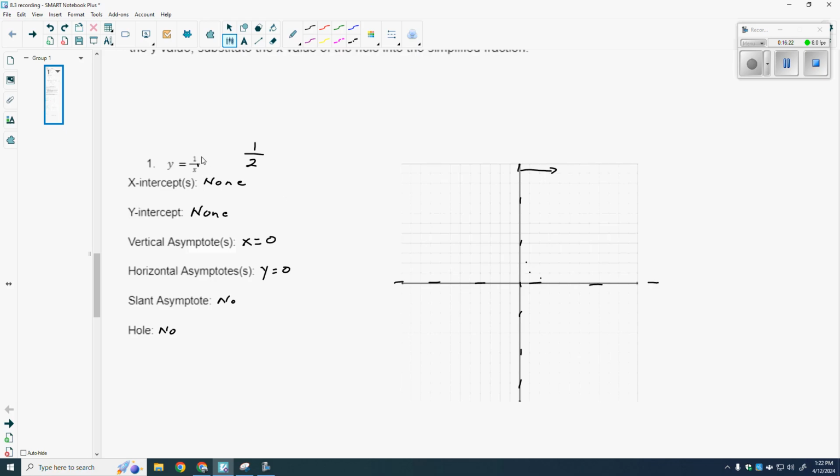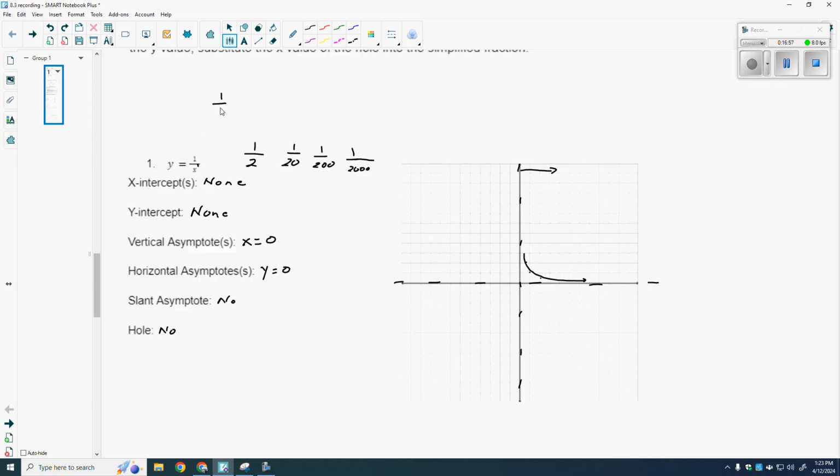What happens to this fraction as x gets really big? So 1 divided by 2 is a half. What's 1 divided by 20? Well, it's pretty small. 1 divided by 200. Well, it's even smaller. 1 divided by 2,000. Well, it's even smaller. So like we said, as x gets big, as x goes to infinity, y is going to go to 0. So this graph is going to come down, pass through those points, and flatten out and approach 0.